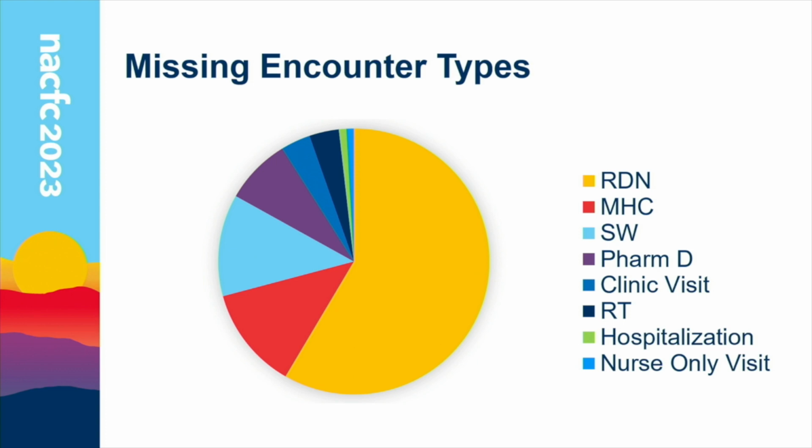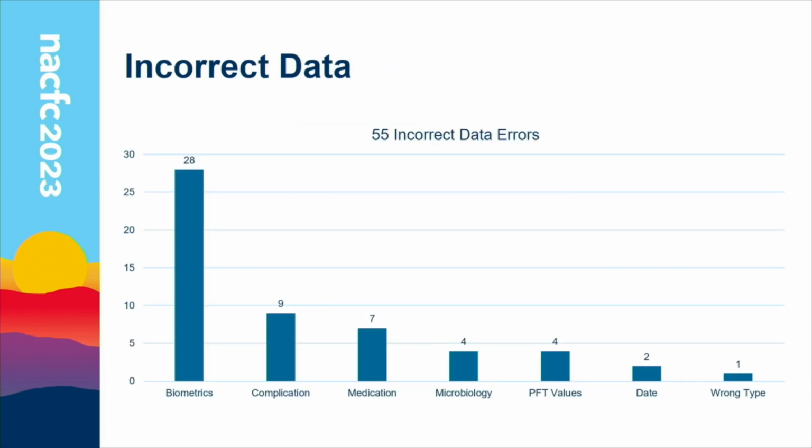We divided it out to see those missing encounters, what were the most common ones to be missing, to help guide us to how do we go about fixing it, where's the source of those errors, and how do we capture it. As far as incorrect data, by far biometrics like height and weight were the most common error that we found. The others were far less frequent, but complications, medications, micro, PFT values, some other incorrect data we found as well.